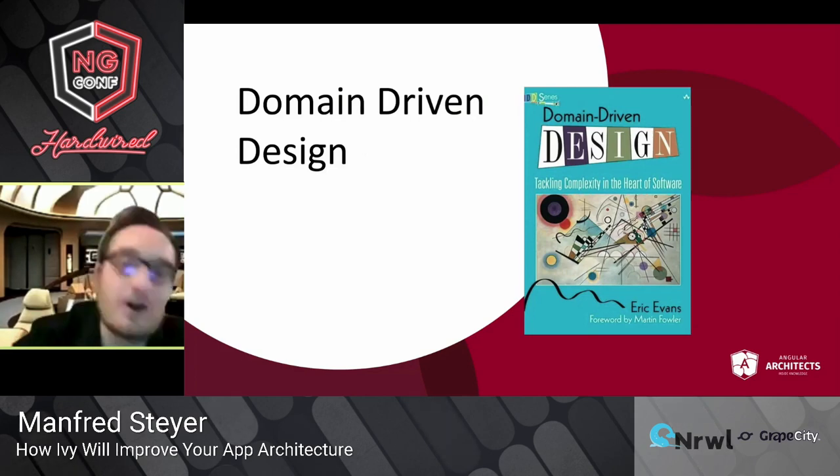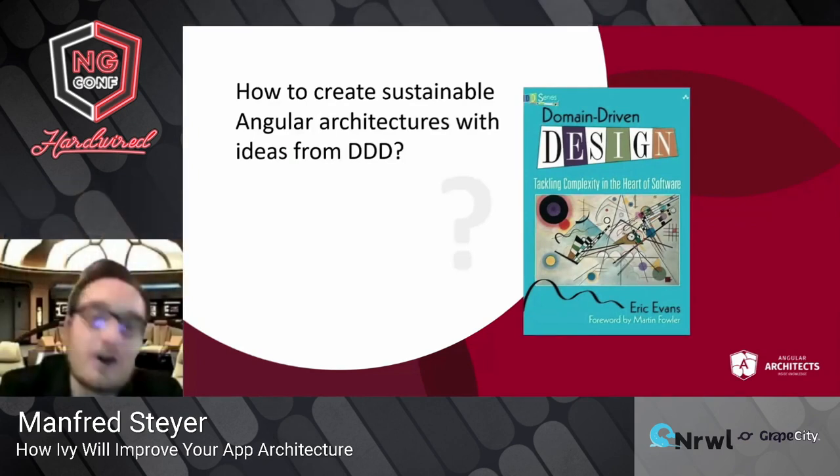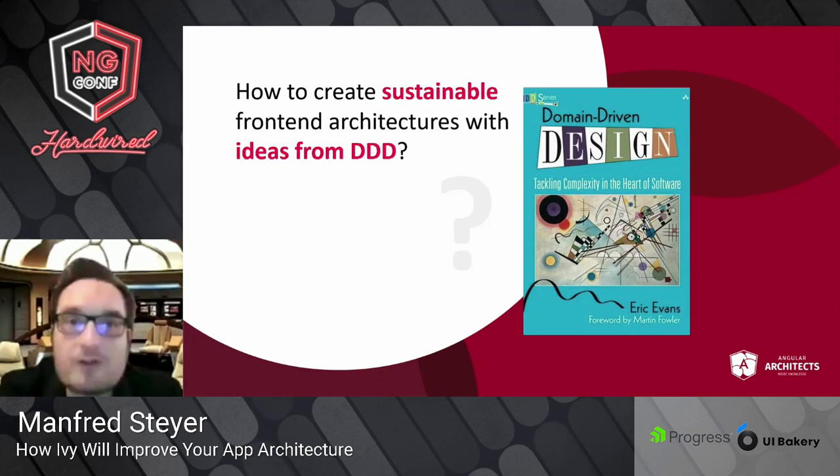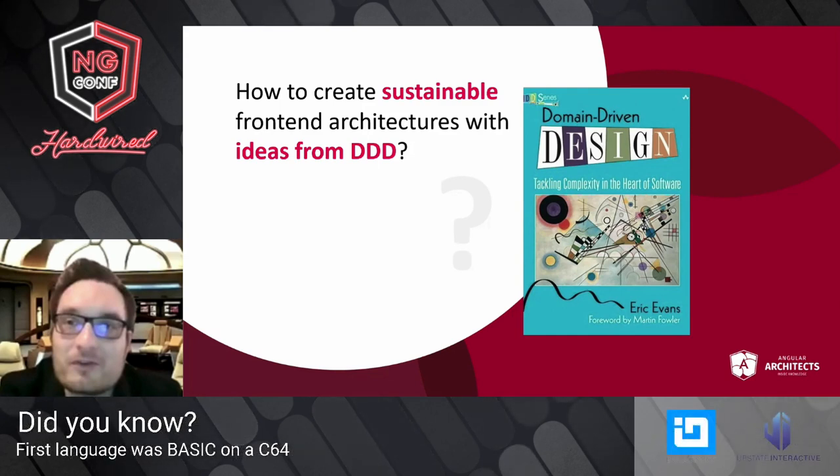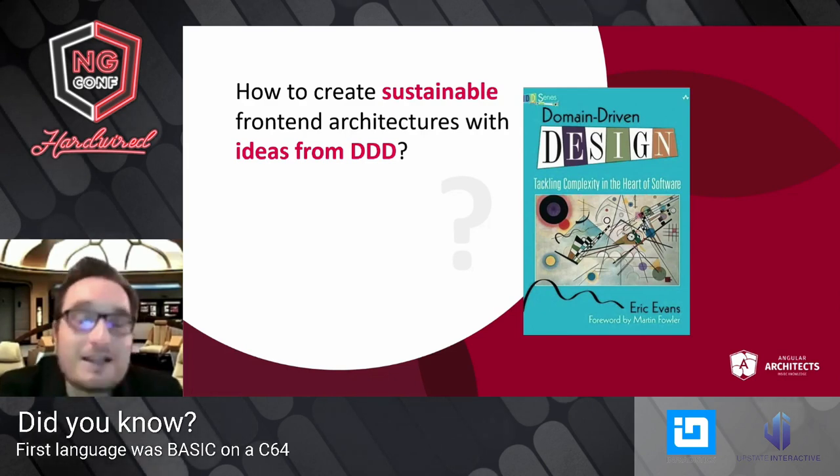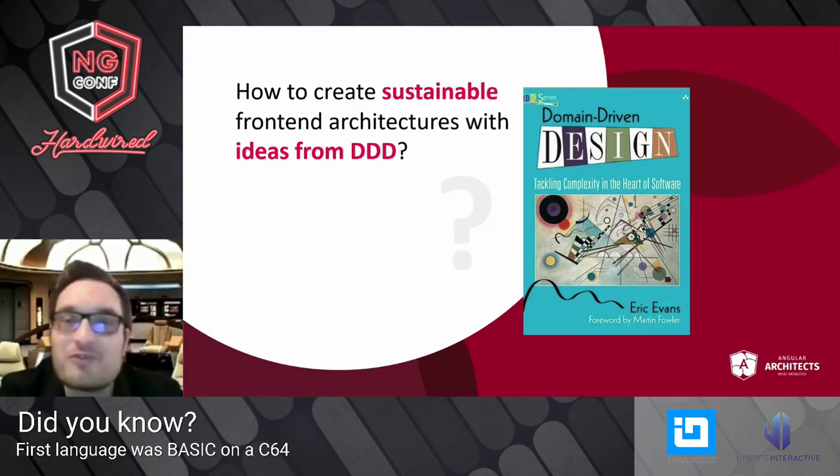And so in this talk, I will answer one question, namely how to create sustainable architectures with ideas from domain-driven design. And here, two words are very important for me. The first word is sustainable. This is not about quick wins. This is not about creating a tiny application quickly. It is about an investment into the future, into something that can be maintained for 10 years or longer. And the second word that is important here is ideas. Domain-driven design is not a religion for me. Domain-driven design is for me a box with tools, and I'm using some of those tools to achieve this goal.